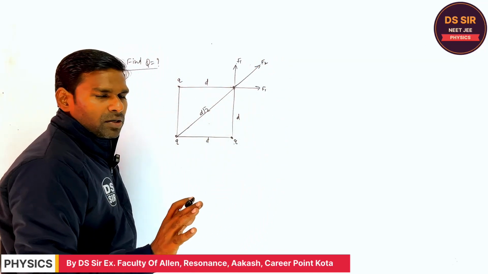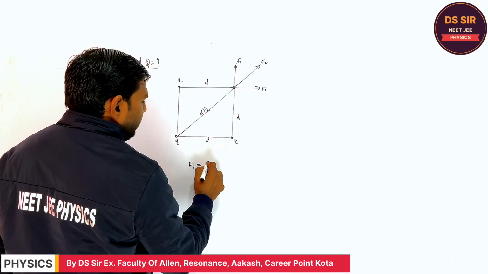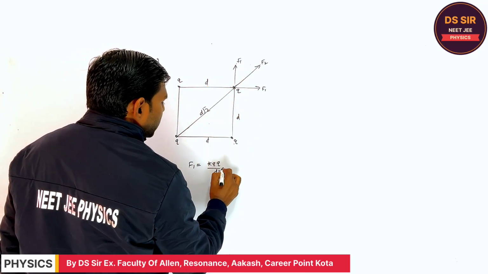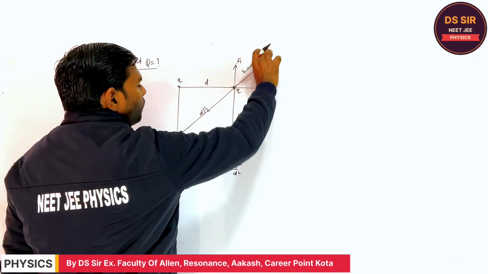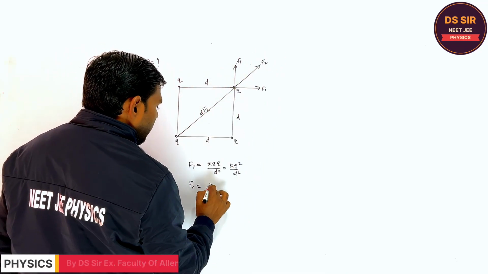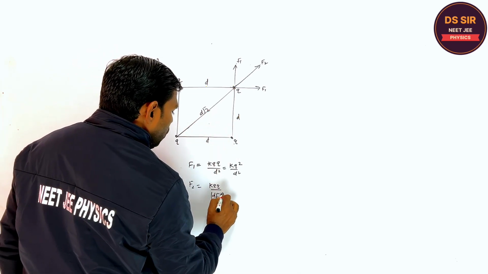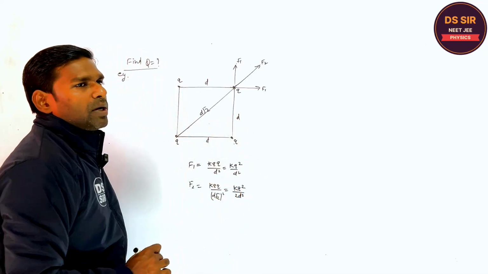Is it clear or not? So what is the F1 value? KQQ upon d square, KQ square upon d square. What is this F2 value? Tell. KQQ upon d root 2 whole square is equal to KQ square upon 2d square.